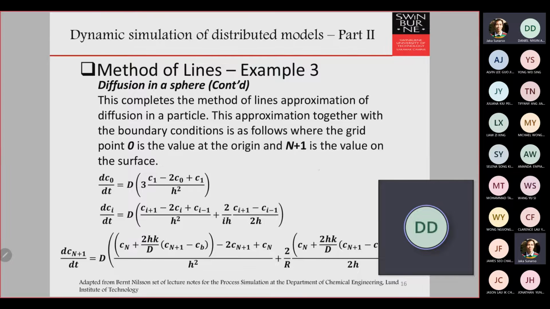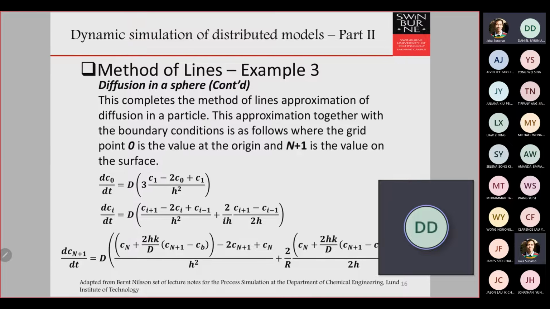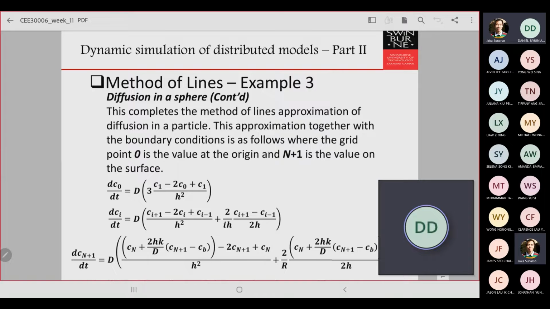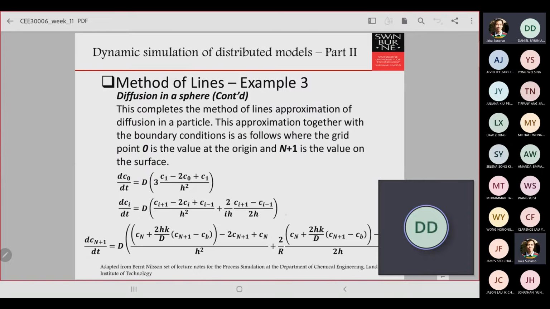This completes the method of lines. You will have this dC0 over dt at the grid point at r equals 0, and then in the middle points you will have this dCi over dt, and for the point at the outer you will have the last one. The first one is for r equals 0. The one at the center is for all the internal grid points. The one at the bottom is at r equal R, or at the surface of the sphere, basically.